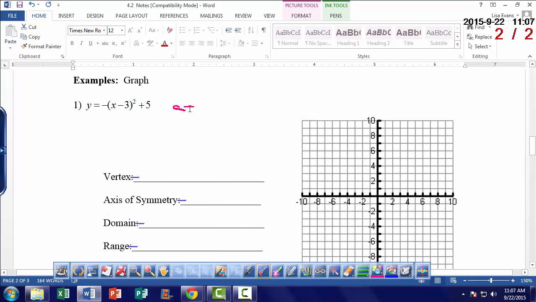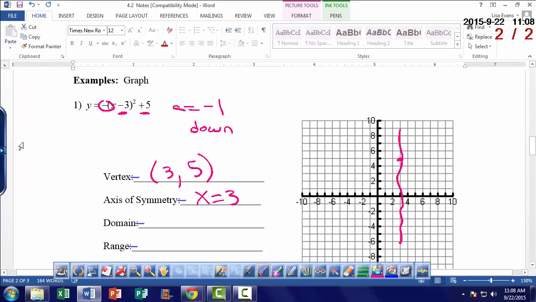So our a is -1 because of this number, which means it opens down. So our parabola is opening down. Our vertex is the opposite of what we see on the inside and exactly what we see on the outside. So I'm going to go ahead and plot this. 3, 5. Then I'm going to draw the axis of symmetry. It's not a very straight line, I'm sorry. x equals 3.